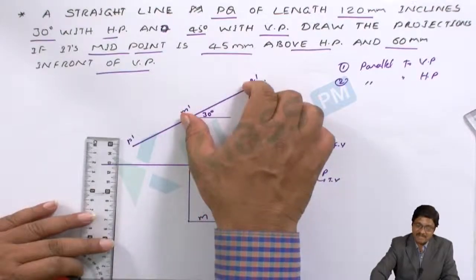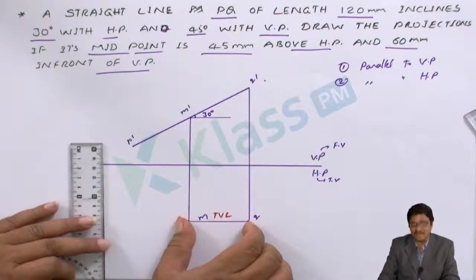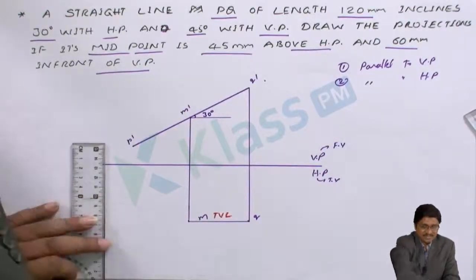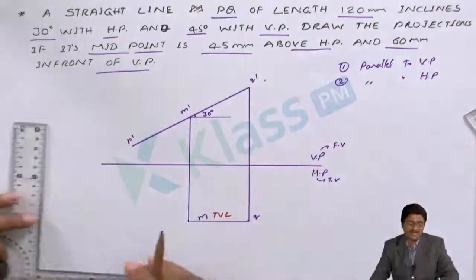So when there is a midpoint, I am taking one end, how much distance? Only the half portion with respect to the midpoint. Next, take the second assumption. It has to be parallel to HP. Whenever parallel to HP, the top view is the actual length.